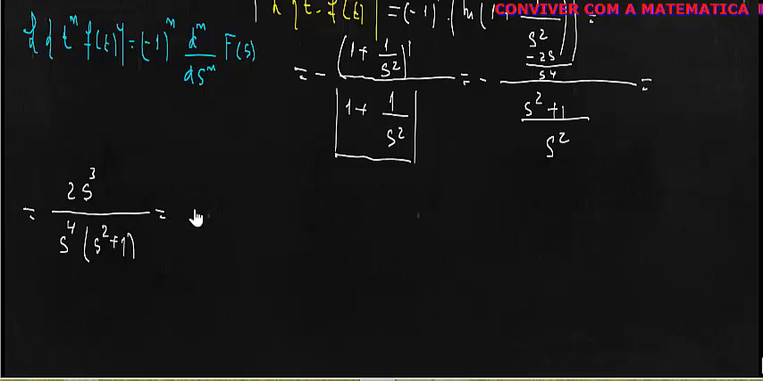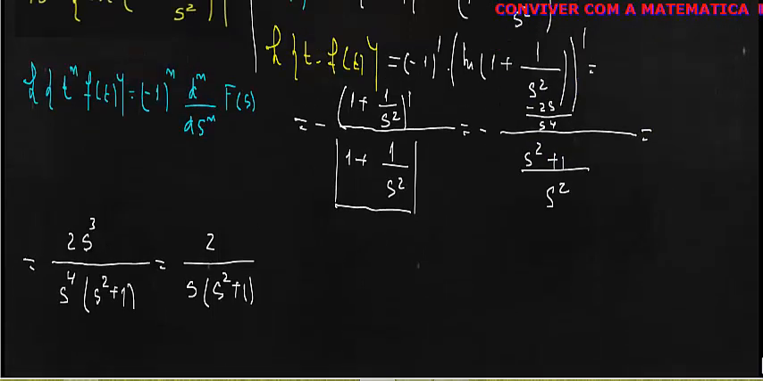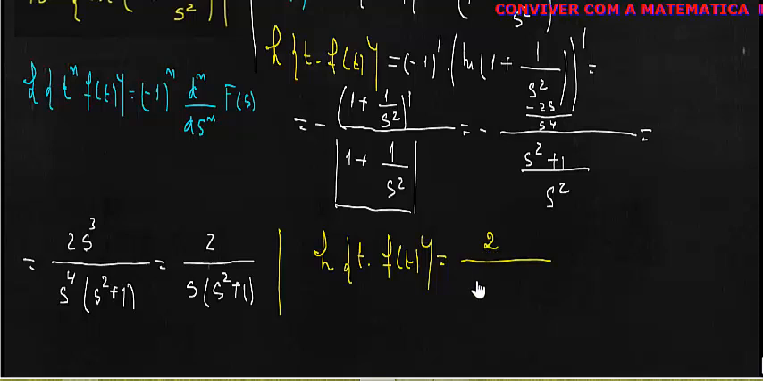Let's simplify the expression. It will come 2 over s times s squared plus 1. So in this moment I can say that the Laplace transform of t times f of t equals 2 over s times s squared plus 1.